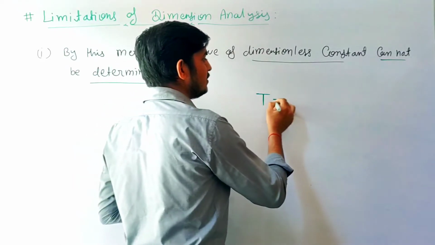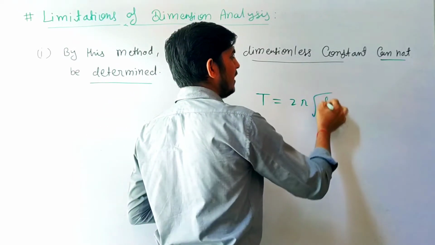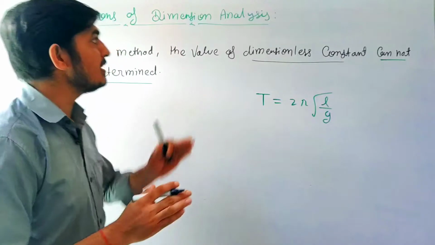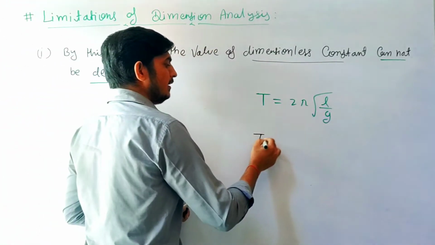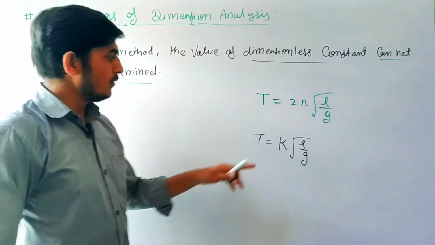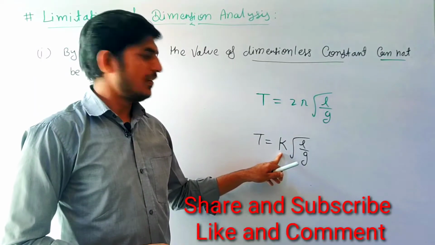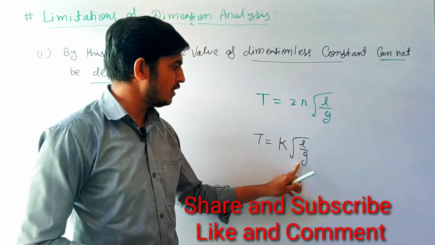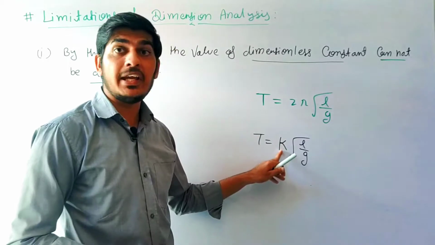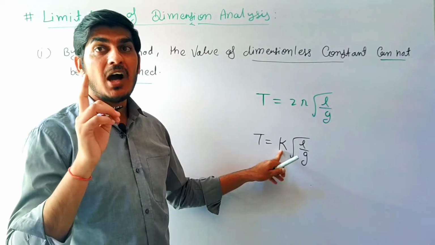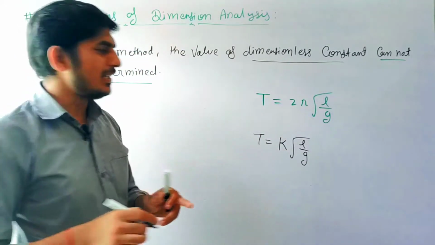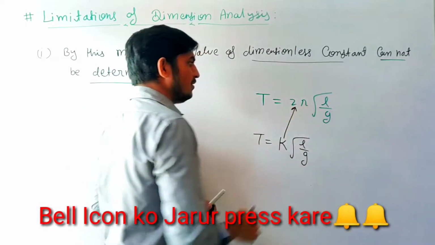What is that? T is equal to 2 pi root L upon g. Say yes or no. When we derive this formula by using dimensional analysis, we get T is equal to k root L by g. Got the point? So we couldn't find the value of k. We derived T proportional to root L by g, but we are not able to find the value of k. So we have to mention that the value of k is determined by experiment, and that gives k is equal to 2 pi.